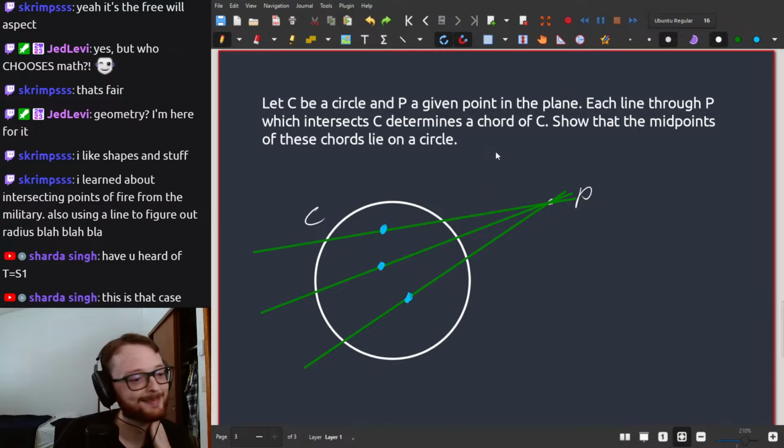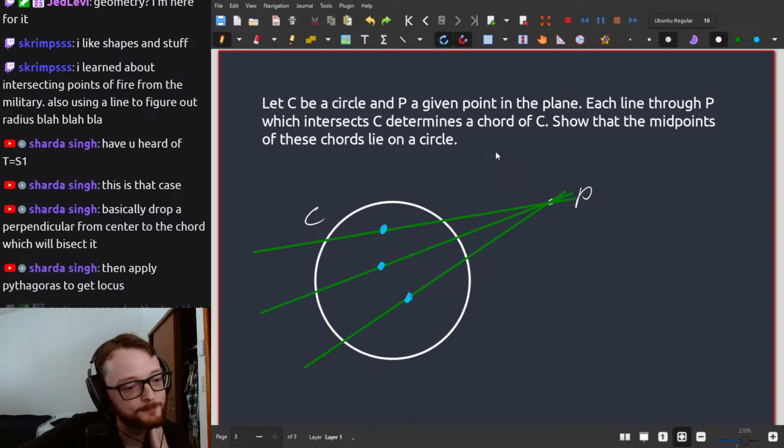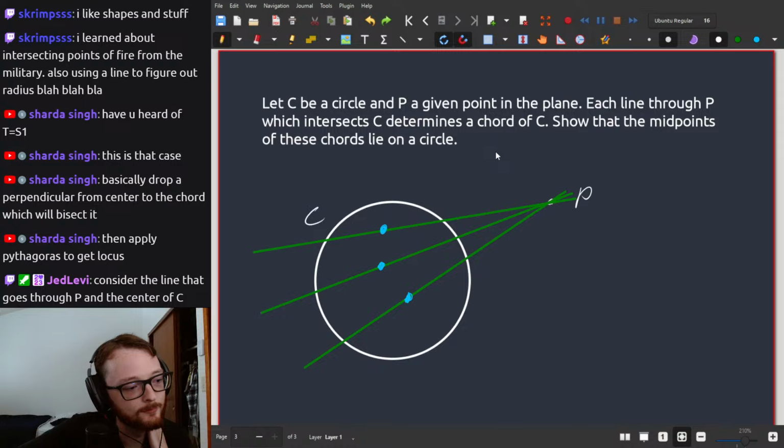I like shapes and stuff. Nice. I learned about intersecting points of fire from the military. Also using line to figure out radius. Oh, that's cool. I didn't know that you were in the military. I can imagine it's probably not super heavy, but geometry is going to be useful in some way there.